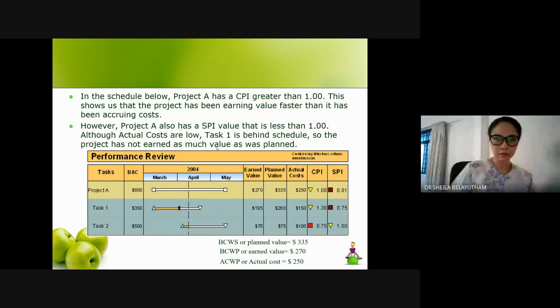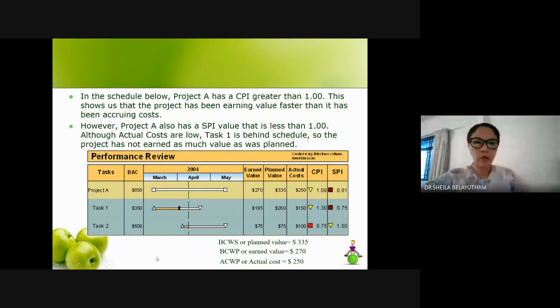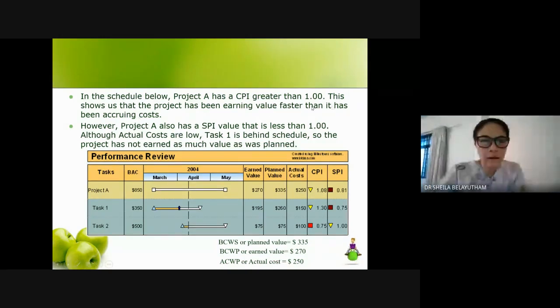From here, let's say this is the summary. You have project A, which has a CPI greater than 1. This shows that the project has been earning value faster than it has been accruing cost. Your cost performance index is greater than 1 and it has a schedule performance index less than 1. So although actual costs are low, task 1 is behind schedule, so the project has not earned as much.